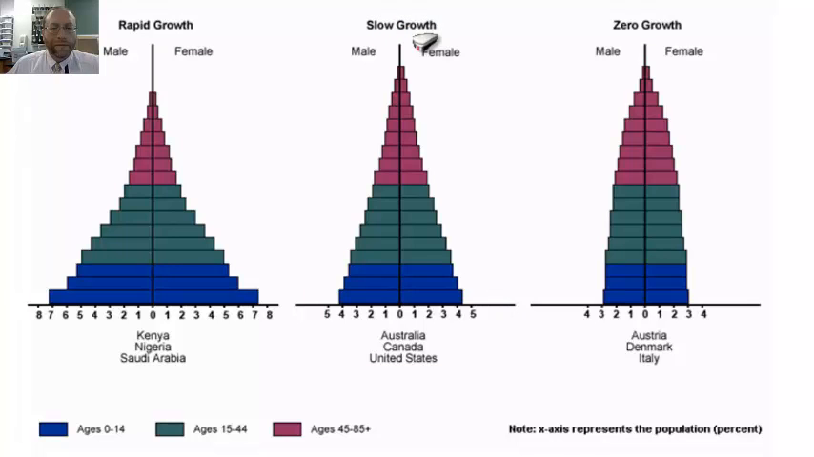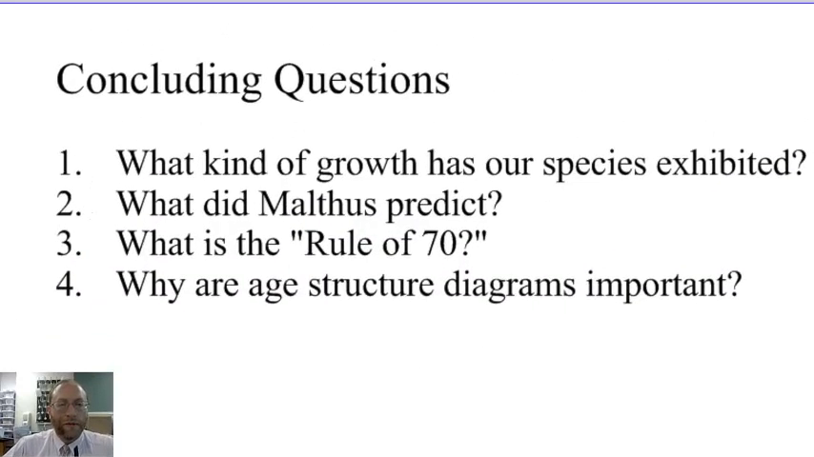What would negative growth look like, where the population is shrinking? In that case, you would see the cohorts for the children being smaller than the reproductive cohorts. Now we come to the concluding questions.